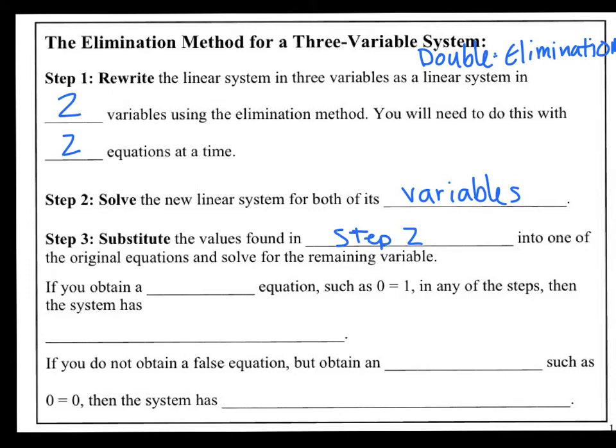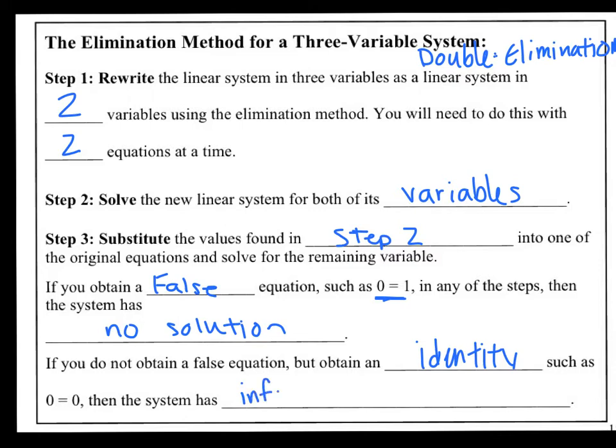Just like anything else, if you obtain a false statement such as 0 equals 1, then the system has no solution. Or just like normal, if you create an identity such as 0 equals 0, or 6 equals 6, or 5 equals 5, or negative 10 equals negative 10, then your system has infinitely many solutions.